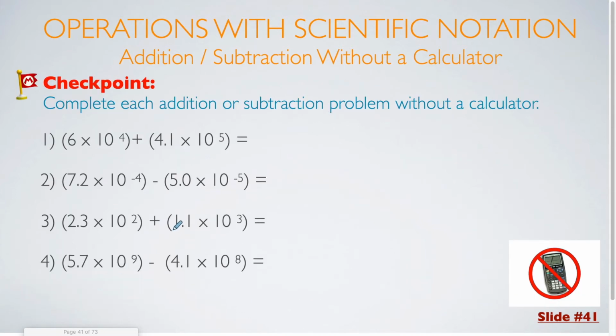All right, next up, we are going to be going through some problems without the use of a calculator. So I have 6 times 10 to the 4th and 4.1 times 10 to the 5th. The first thing I want to do is make both exponents of 5, because that's the larger exponent. I can do that by sliding this decimal one spot to the left. So I'm going to change that to 0.6 times 10 to the 5th. Now that I've done that, I can add the 0.6 and the 4.1. So that is going to be 4.7, and the exponent is just going to carry through.